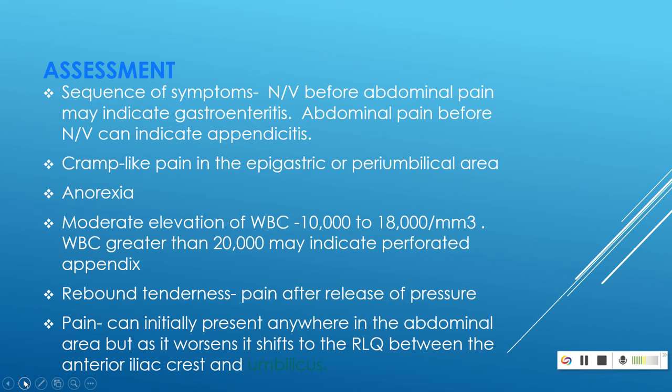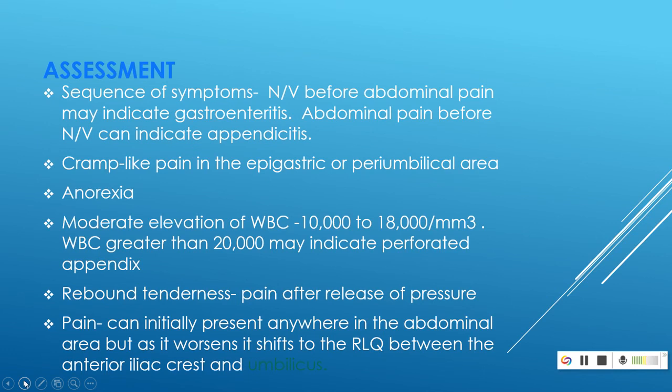If you have nausea and vomiting before abdominal pain, that may indicate gastroenteritis. You may have contracted something viral or bacterial that is causing the inflammation and causing the nausea and vomiting. Cramp-like pain in the epigastric or the periumbilical area. Peri means around, umbilicus is your belly button, so around your umbilicus.